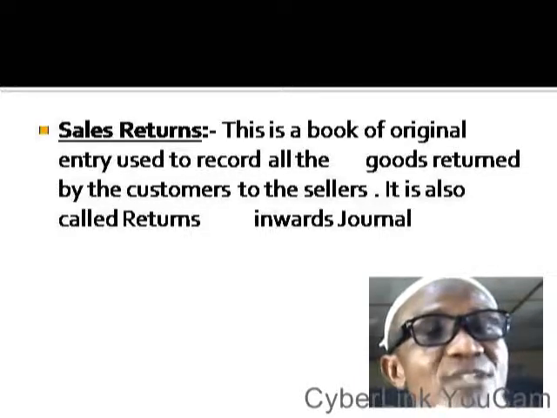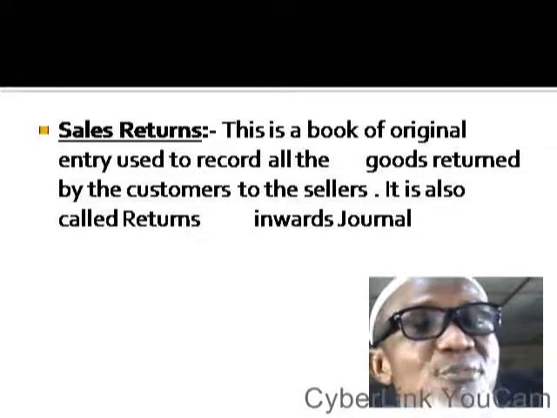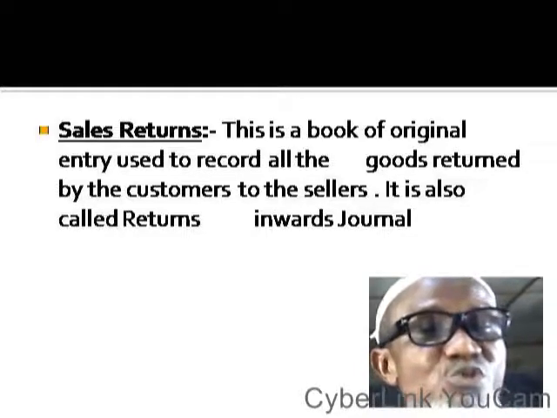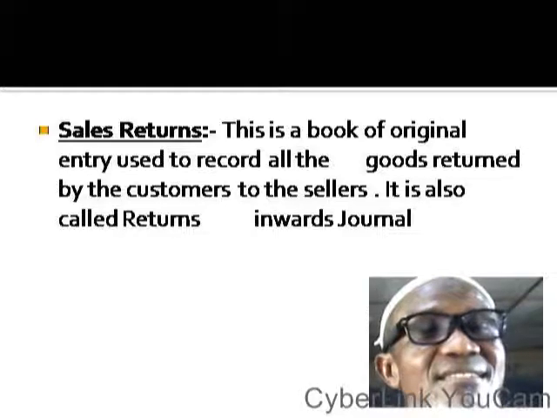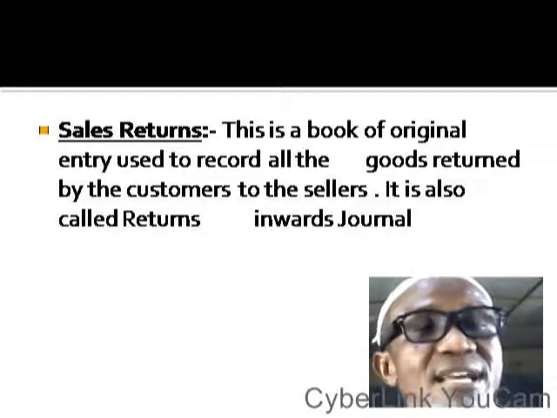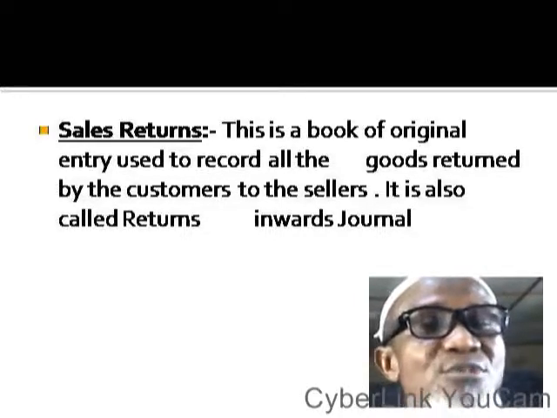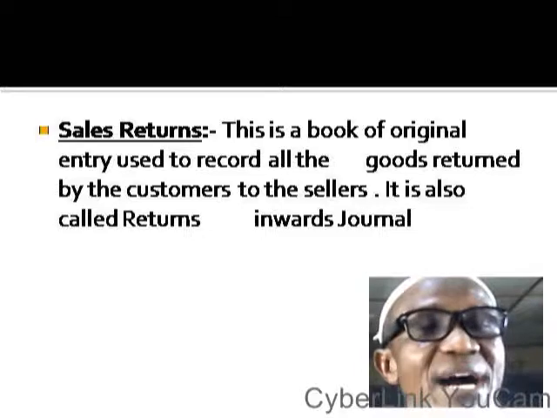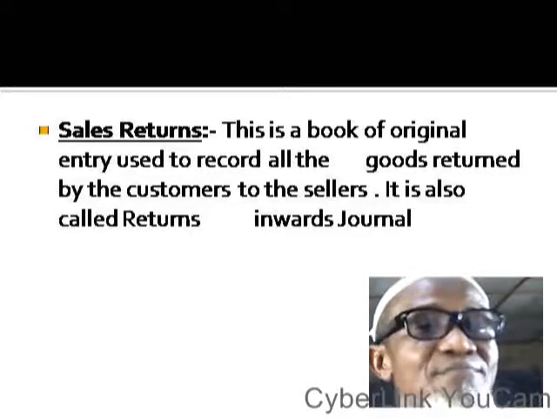From the customer to the seller. When you sell and your customer returns such goods back to you, you are going to record it inside the sales return journal. So the sales return journal is a book of original entry where you record all the goods returned back by the customer to the seller.